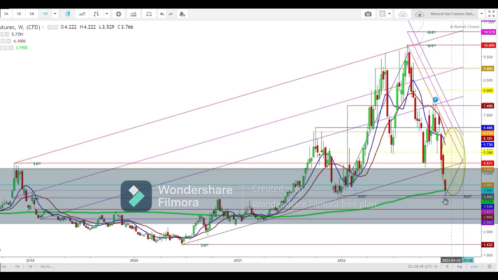I find that a reversal was seen during the last week from the lows of 3.520, when the natural gas futures finally closed the week at 3.766 after testing a high of 4.222. So friends, you can see that the natural gas futures have finally closed the last week well above the significant support at the 200 days moving average, which is currently at 3.749.